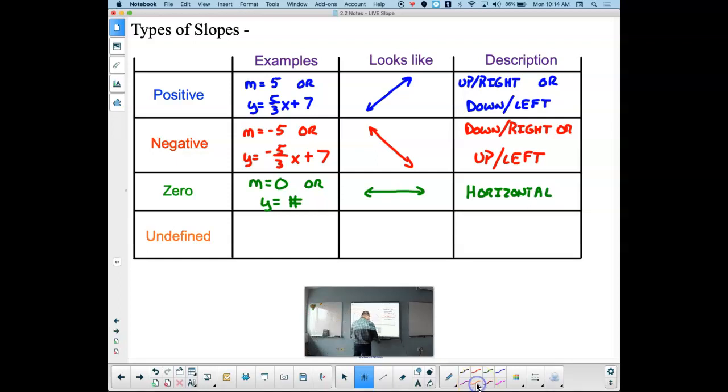And lastly, we have an undefined slope. The slope here would be m equals undefined, or the equation would be x equals some number. That's going to look like this. It's going to have all the rise in the world, but no run. And so we call that vertical.